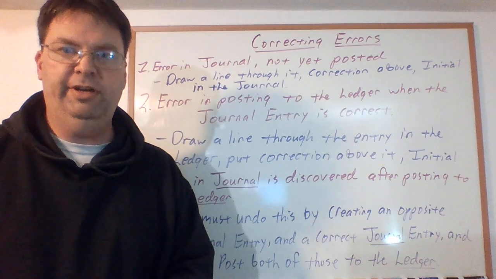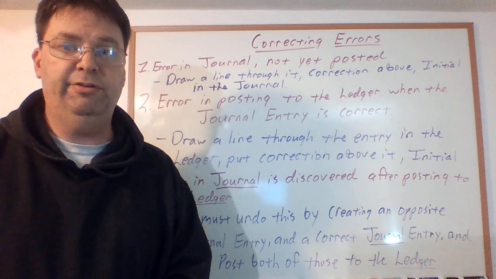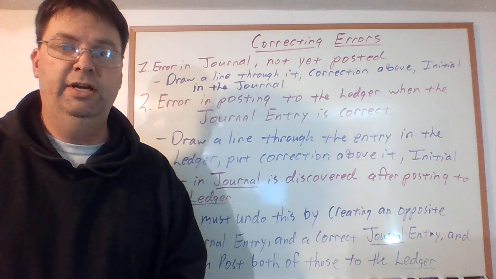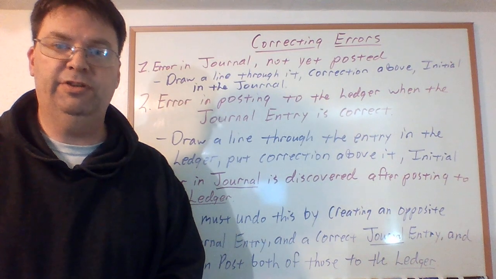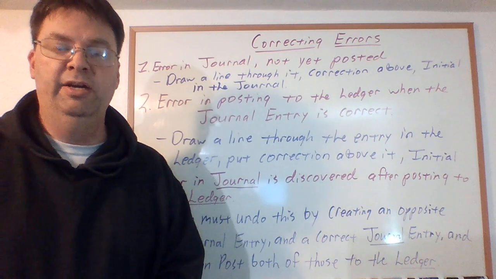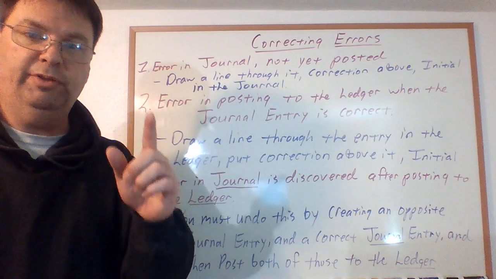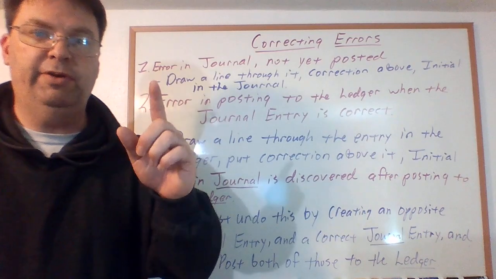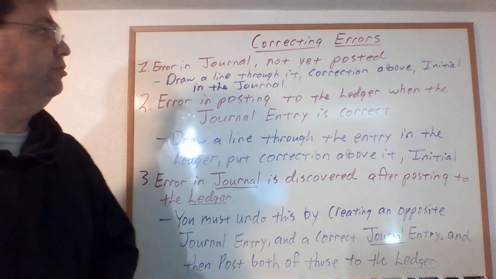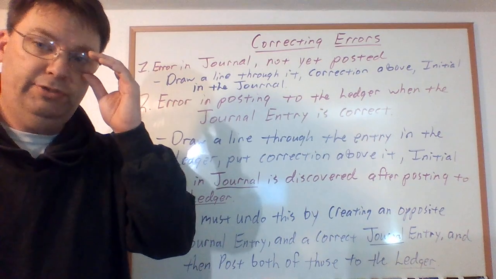Here we have our third video for Chapter 7, and this is how to correct errors. So you will make errors as an accountant. Everyone does. There's no getting out of it. It's going to happen. So what you need to understand are some of the rules for how to deal with these errors. So the first one we've already seen before, and that's an error in the journal that is not yet posted to the ledger.